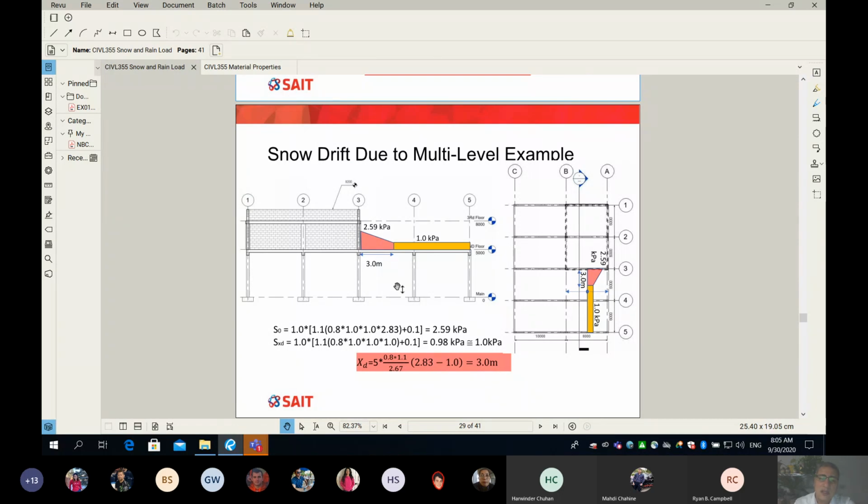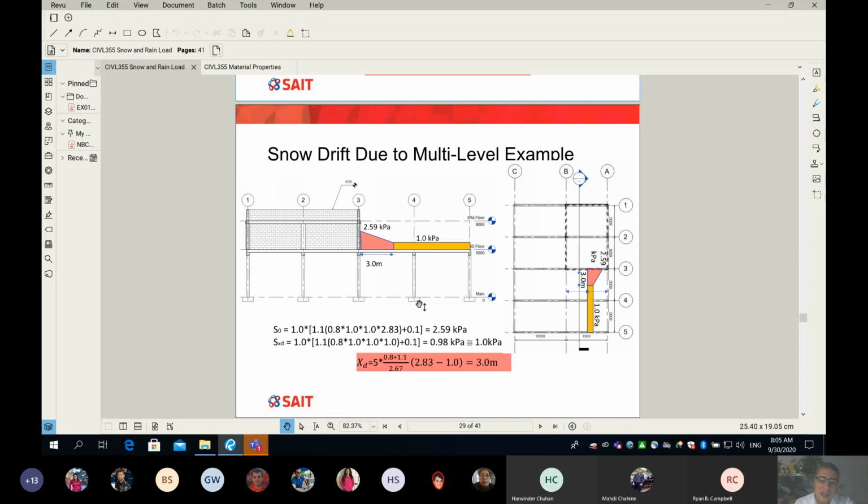What this means is the snow accumulation will start right next to the high roof, and it will go only for 3 meters, and it depreciates as you go away from the high roof, and then it goes back to the normal, where C of 0 is equal to 1. That's after 3 meters from the high roof.